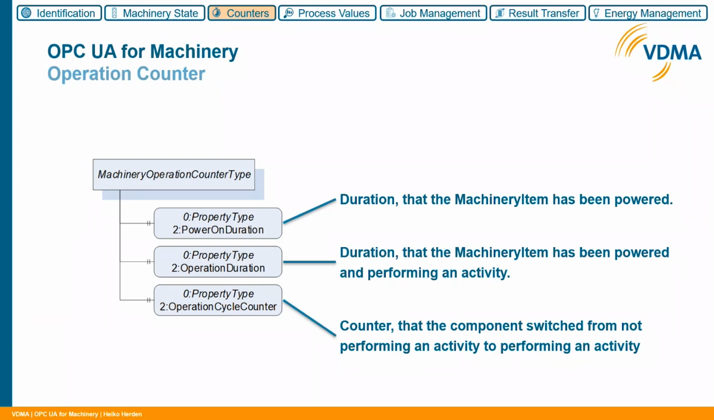We have the power on duration, which defines the duration that the machinery item has been powered. We have the operation duration, which defines the duration that the machinery item has been powered and was performing an activity. And we have the operation cycle counter, which defines a counter that the component switched from not performing an activity to performing an activity. A good example where to use this would be evolve, for example.